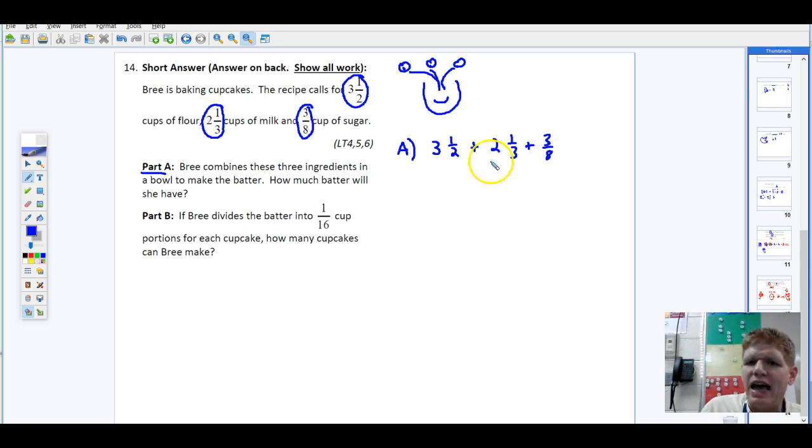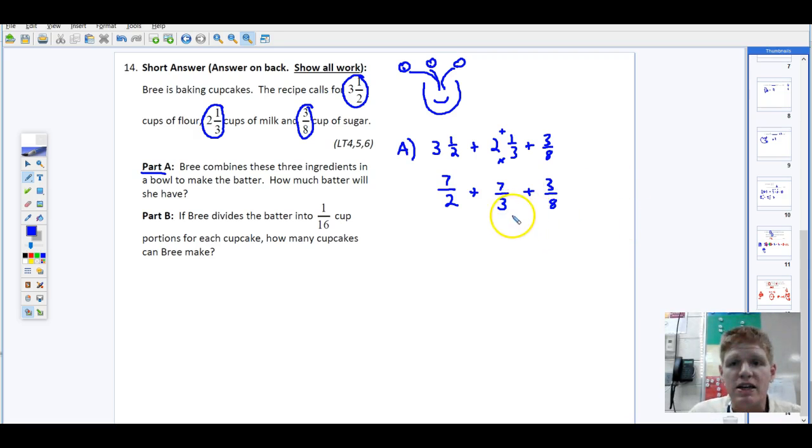And first, before I can add, I need to convert these to improper fractions. Now, I could do it a different way, but we've just been doing it by converting it to improper fractions. It's easy. 2 times 3 is 6, plus 1 is 7, so that leaves us with 7 over 2. 3 times 2 is 6, plus 1 is 7, so 7 over 3 this time. Remember, we're just keeping the bottom number on the bottom, and then 3/8, which is already in fraction form.